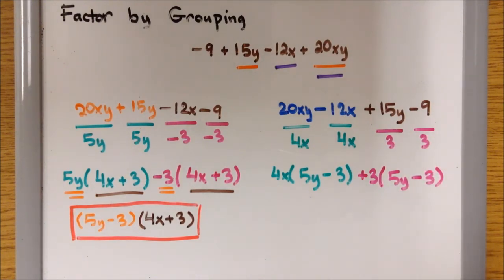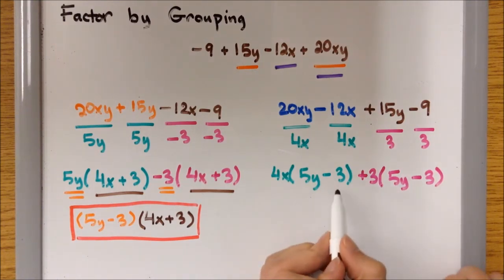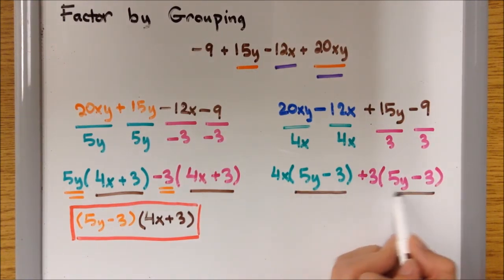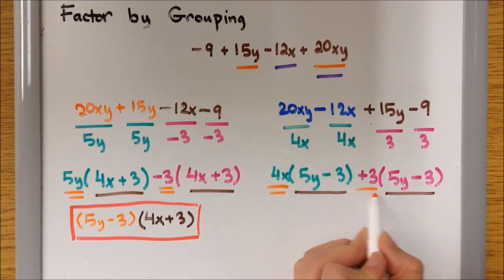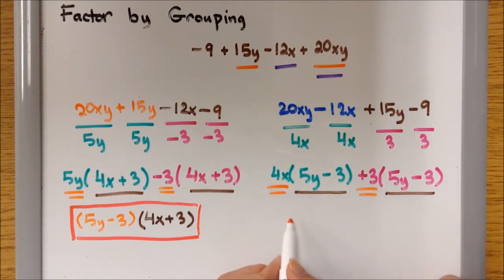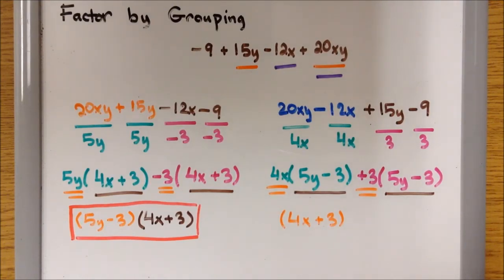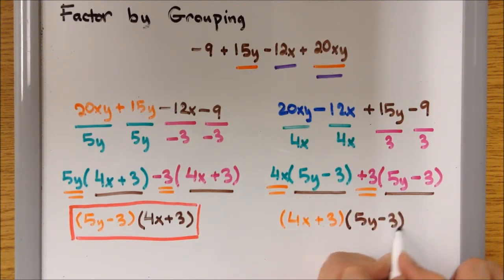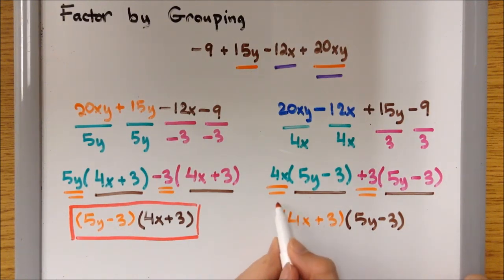So taking a closer look, you see how the ones in parentheses, 5y minus 3, 5y minus 3, they're exactly the same. Then the ones outside of parentheses, I'm going to group as one factor. So 4x plus 3, parentheses. And then the one I underline in brown, I'm going to write as once, 5y minus 3. So that will be our final answer.